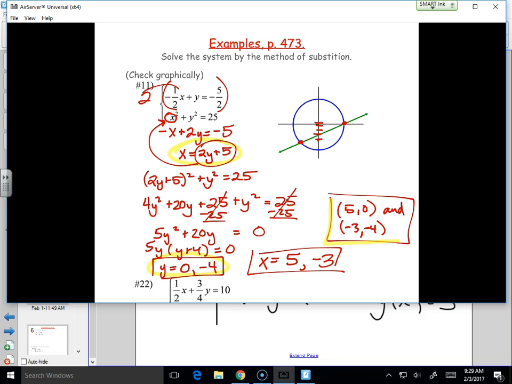Okay, question. How would we solve using our graphing calculators if we needed to? Y is not by itself. Get it by itself. Okay. So this y would end up being y equals 1/2 x minus 5/2. Can I plug that into y1? Okay. But don't I also need y2?